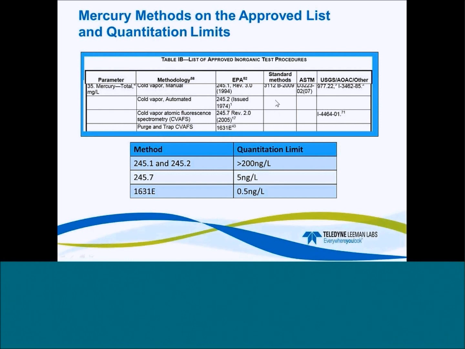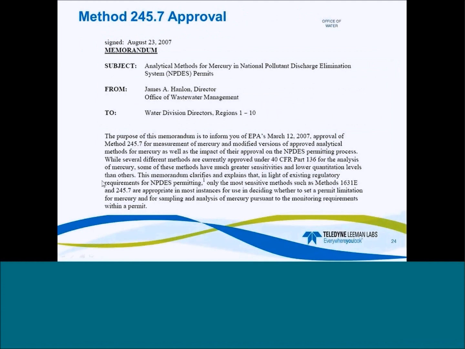The difference between when you can use each of these depends on your report requirements. For 245.1, 245.2, you can only report down to 200 parts per trillion, whereas 245.7 will allow you to go down to 5 parts per trillion. 1631 will actually allow you to go to 0.5 part per trillion and less, depending on the requirements of the regulators. This was a memorandum published in 2007.